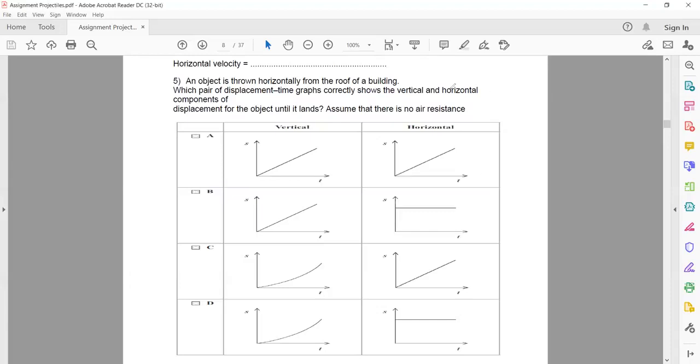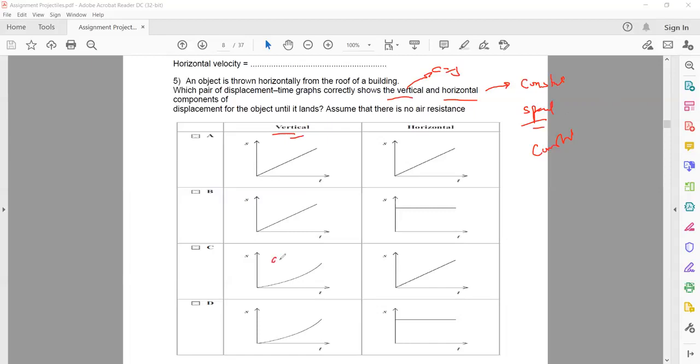So if there is no acceleration horizontally, there should be a constant speed. If there is a constant speed, the speed should not change, so the slope of a displacement time graph should be constant. And for the vertical component, it is accelerating due to gravity. So which displacement time graph shows that?